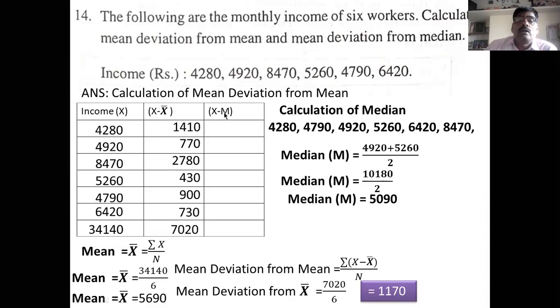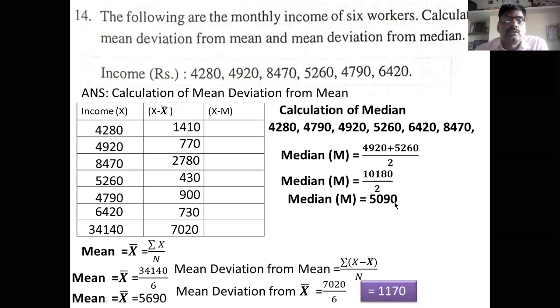Then again you calculate the difference in this table: x minus M. X means the x column. In this column, you deduct the median and write the difference. One by one, you calculate and ascertain the difference.